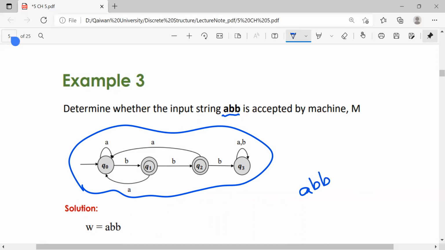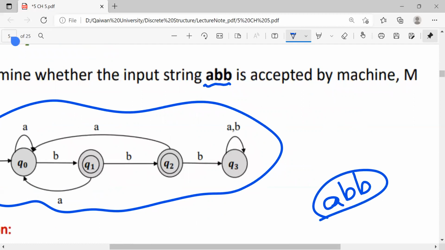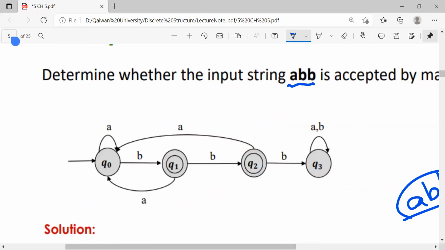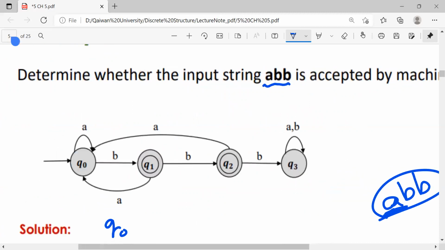We must always start from the initial state. Which of these is the initial one? Look, as we have this arrow, it means Q naught is the initial state. Let's find ABB on the graph. So we always start from Q naught. If the input is A, this is Q naught. If the input is A, it returns to itself.